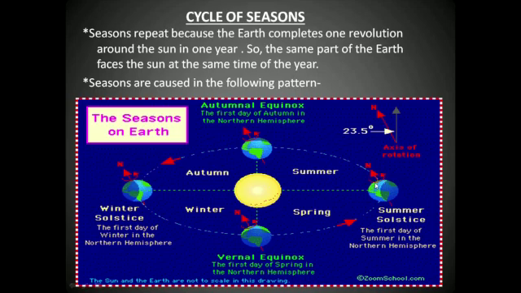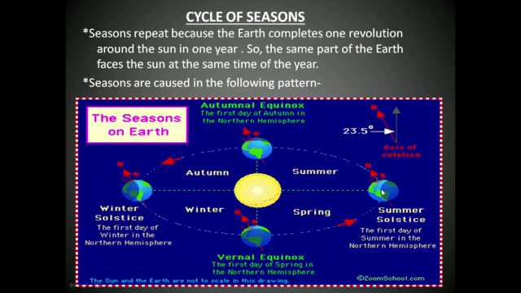Here we will discuss the seasons in the northern hemisphere. In the first image, we can see the North Pole is facing the sun, so it receives the light from the sun and has summer solstice. Now what is summer solstice? Summer solstice means the first day of summer in the northern hemisphere.